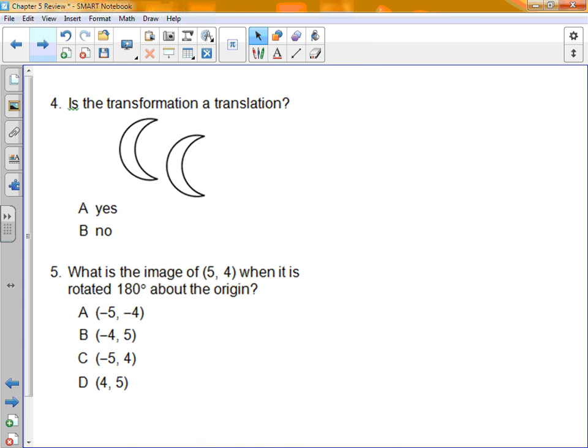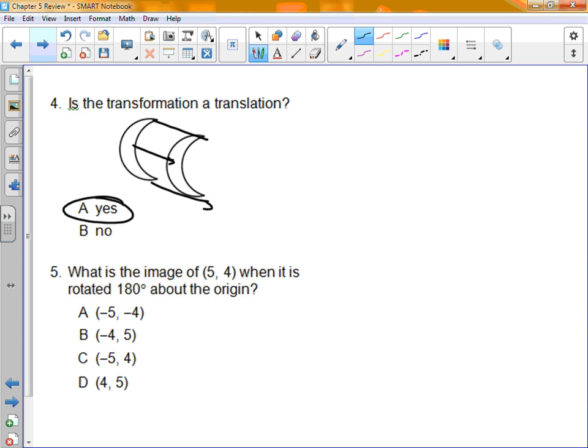Is this transformation a translation? Yes, it is. It just slid right there. If you slide everything right there, that's a translation.